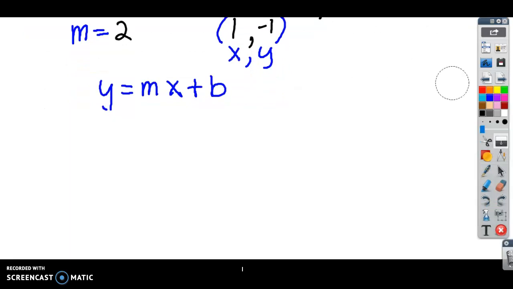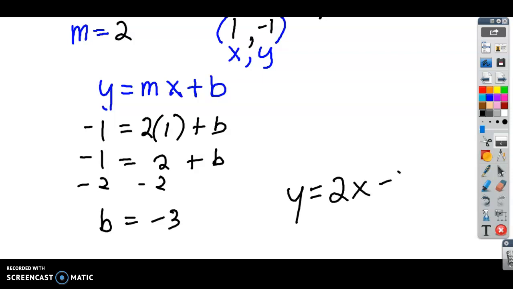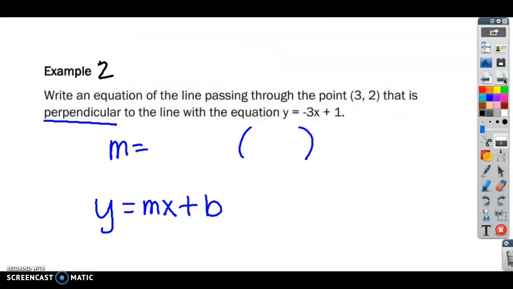So let's do it. So we got y is negative 1, m is 2, and x is being multiplied by m. So that's multiplied by 1 plus b. So that is just negative 1 equals 2 plus b, minus 2 minus 2, b equals negative 3. So my new equation for a parallel line should have the same slope, 2x, with a different y-intercept, negative 3, minus 3. Go to the next example.